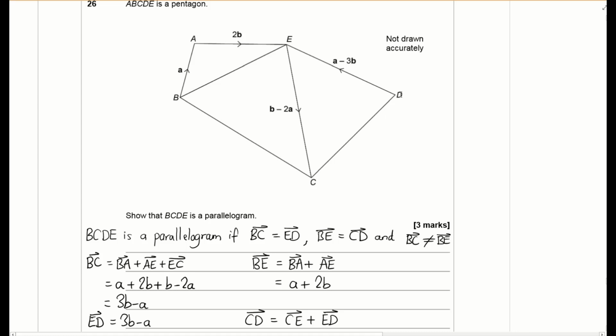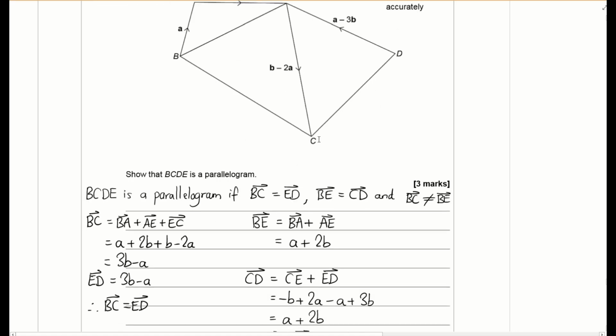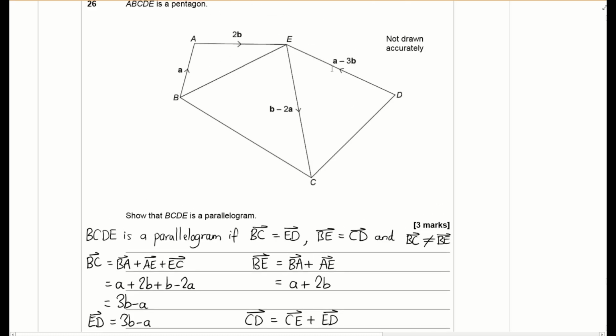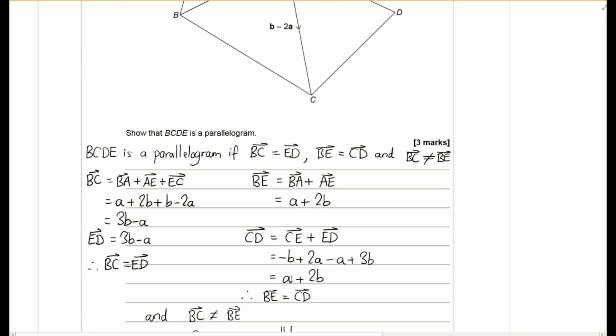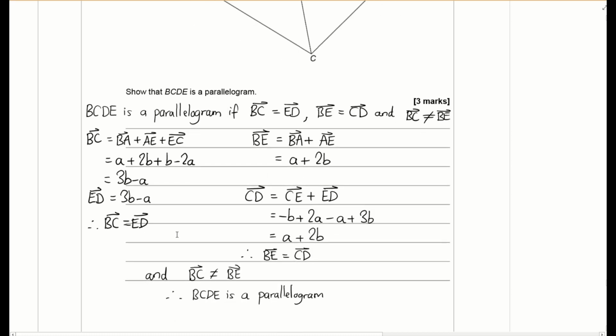And the vector C to D, well, that equals C to E plus E to D. But both of those are against the grain of their vectors. So it would be negative B plus 2A for C to E, and minus A plus 3B for E to D. Combining those together, you get A plus 2B. So therefore BE equals CD. And we can also see directly that BC and BE are not equal. 3B minus A is not equal to A plus 2B. So the shape overall must be a parallelogram. So that concludes the proof.